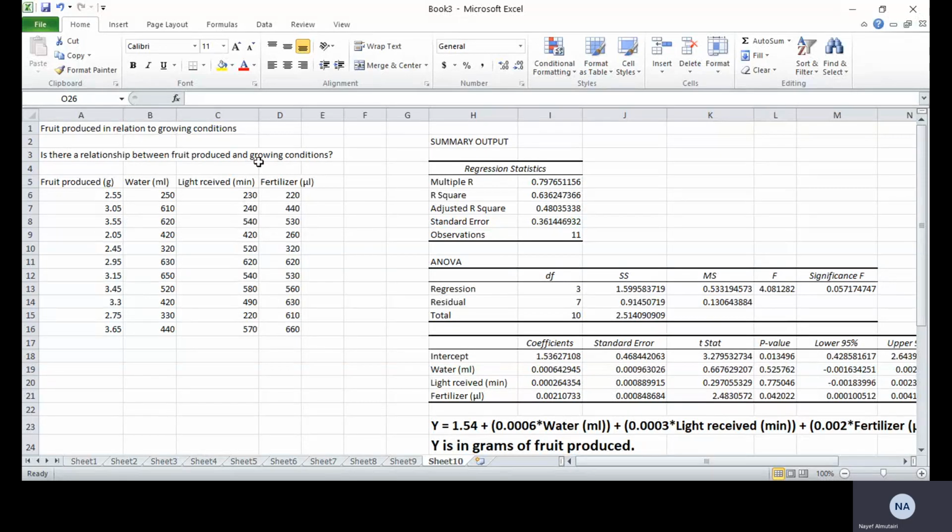Look at this example, and that's going to be in your notes. Fruit produced in relation to growing conditions. We need to find out if there is a relationship between fruit produced, in grams, and growing conditions. Like what? How much water we added in milliliters, how much light received in minutes, and how much fertilizer in microliters. So, is there a relation between water addition, light received, and fertilizer?